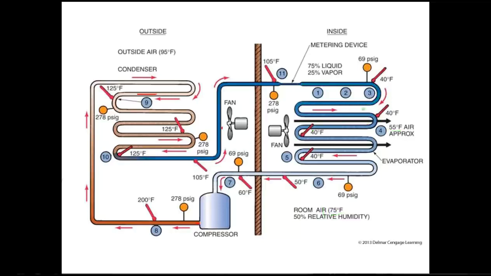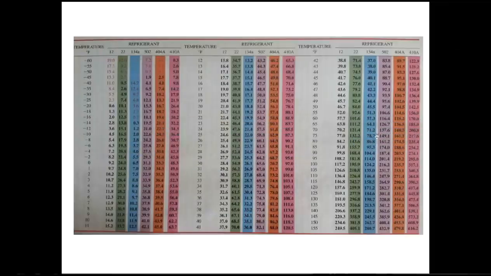Now let's take a look at something here. We're at 75% liquid, 25% vapor as we exit the metering device, and we are at 69 PSIG, which equates to 40 degrees Fahrenheit. Now, this is the PT chart that we have in our book, and let's just verify that. Remember, we talked about the PT chart. It only relates to our refrigerant when it's at the saturation point. That's where we are right now at the coil.